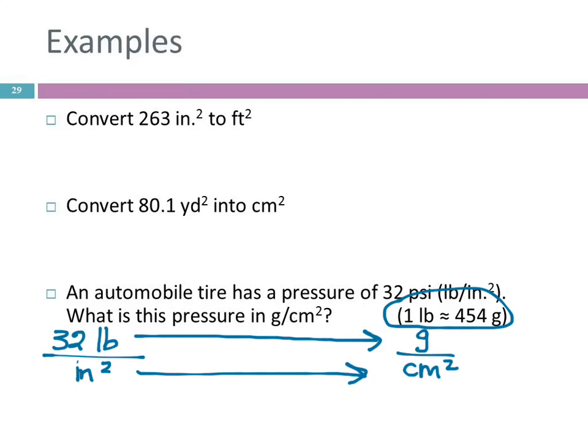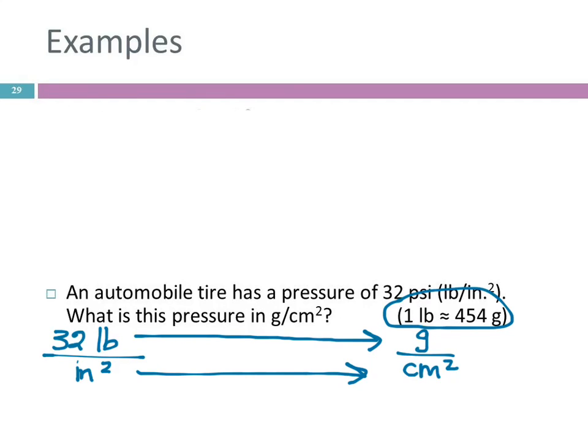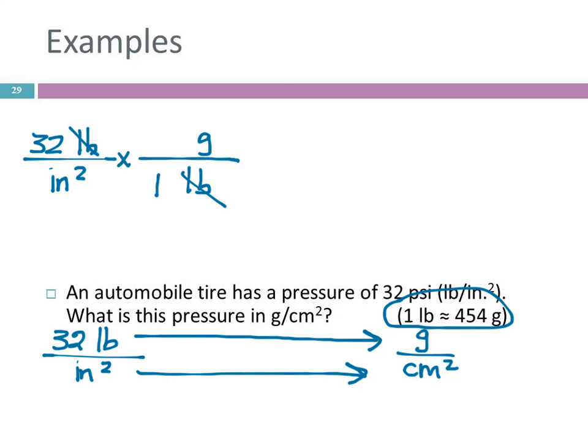I need more space, so I'm going to make more space. Bye-bye. Oh, might as well erase him too. So we're going to come up here, because we can. 32 pounds per square inch. Let's do the numerator first. Pounds to grams. Divide by pounds. Units cancel out. 1 pound, 454 grams. From this relationship that we were given.